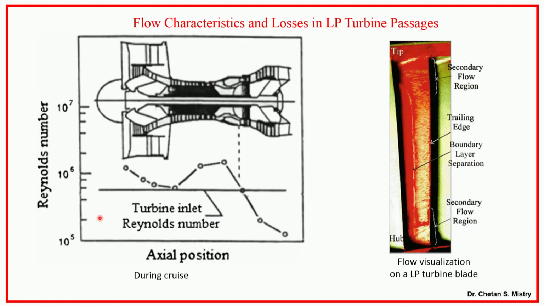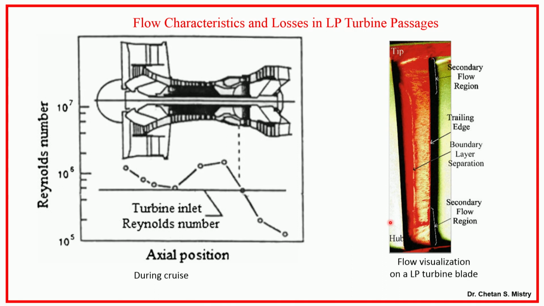Let us move towards my LP turbine side. So this is a blade, my LP turbine blade. If you look at it, this is the flow visualization they have observed. What is the observation? If you look here, I have my secondary flow, you can easily observe it on my suction surface. Similarly, I will have my secondary flow near my hub region, near the hub, on my suction surface.